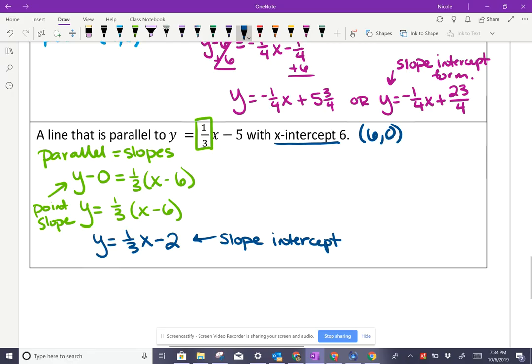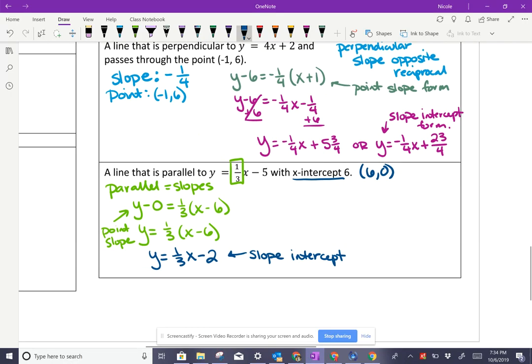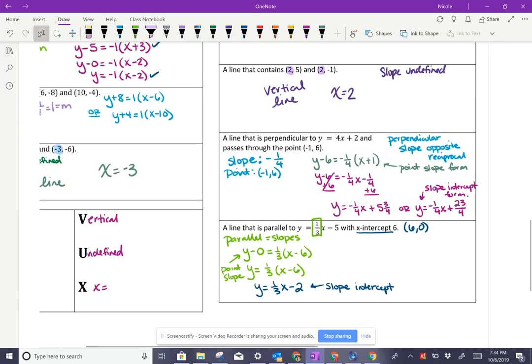So you've got two different forms that you can work with. Again, make sure when you're doing your quiz or doing your test, working on your homework, that you're verifying which form we are asking for. Okay?